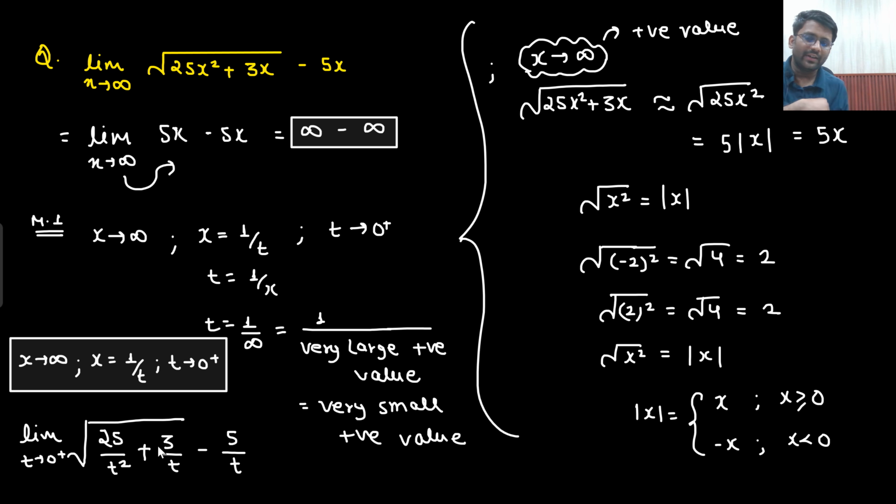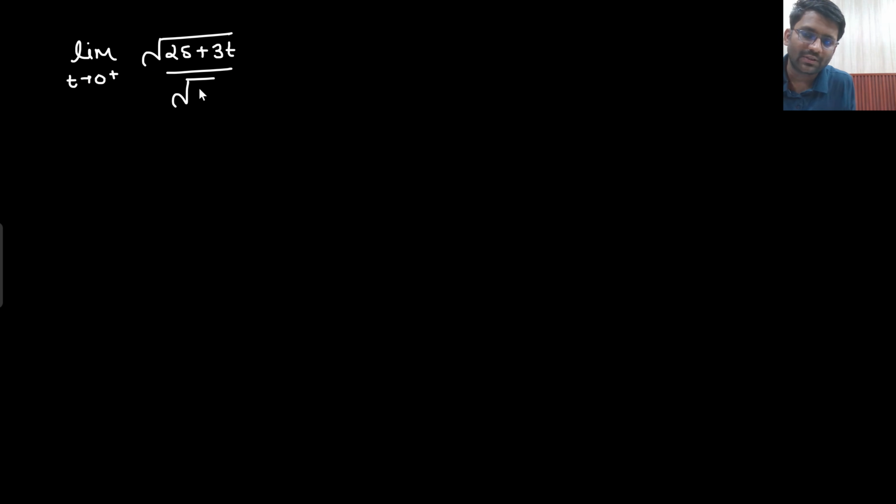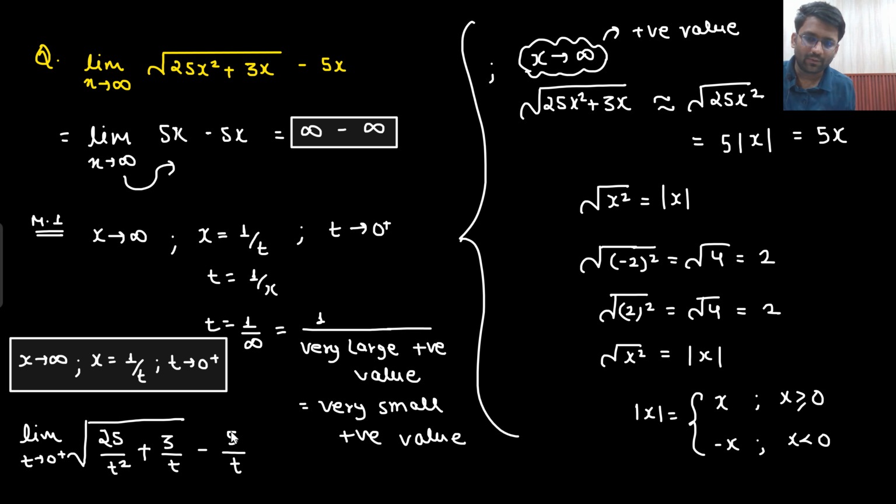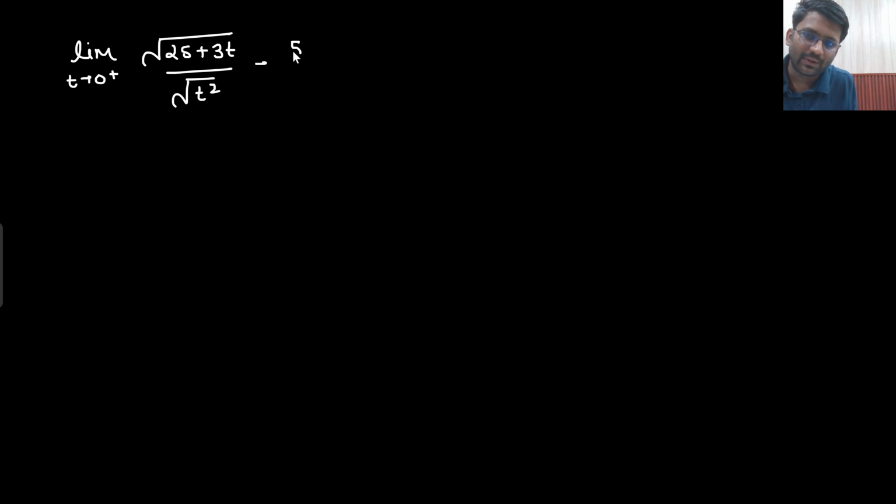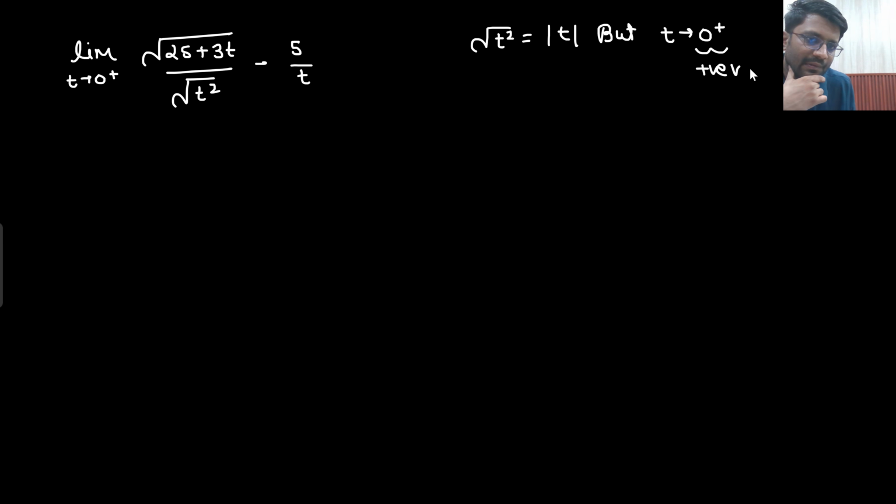Basically the whole calculation is going into the under root, no? So 25 into t, basically t square I am taking as LCM. So 25 plus 3t divided by under root t square. So divided by under root t square is also going on. Minus, here what is the scenario? 5 by t. Now what is under root t square? Sir, under root t square is nothing but mod of t only. But t is tending to 0 plus. What does that mean? It is a positive value. What does that mean? This could be replaced as t only.